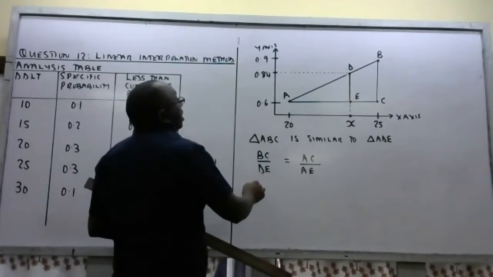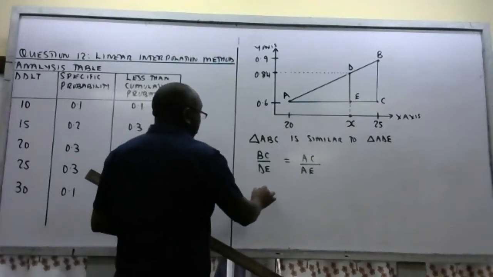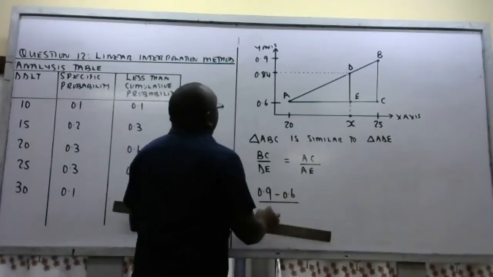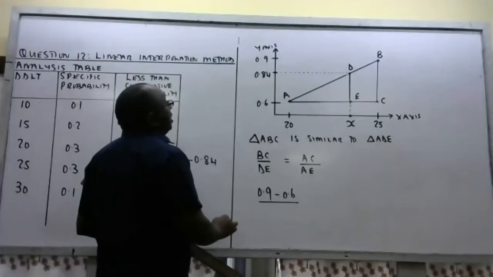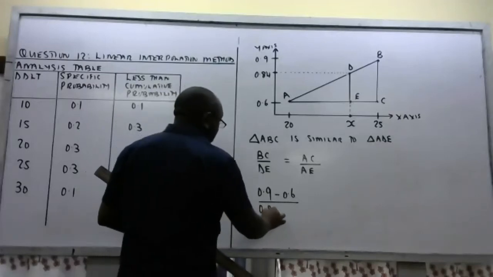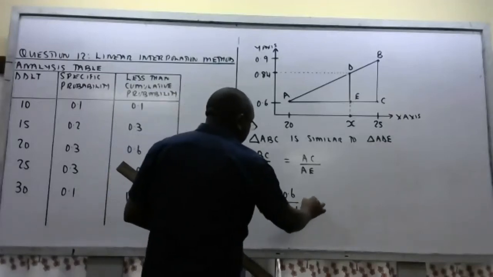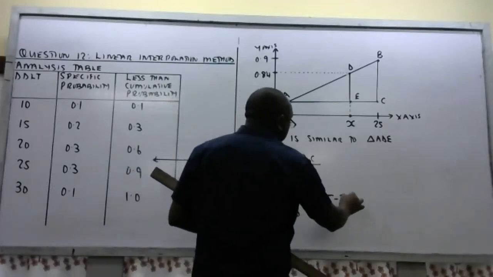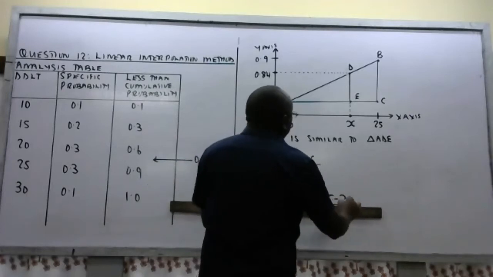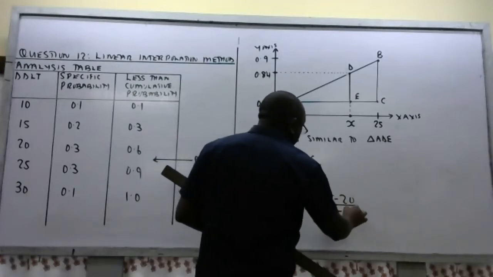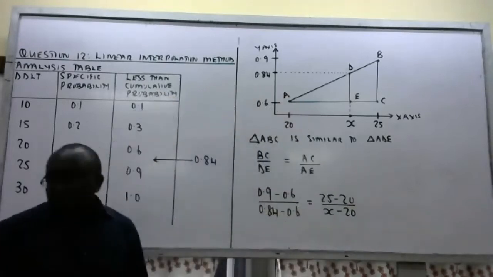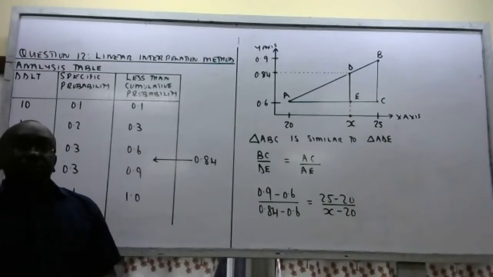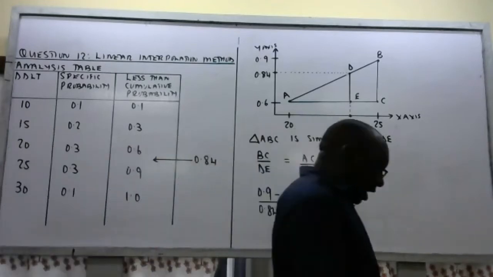So if you are looking for BC, BC is 0.9 minus 0.6. DE will be 0.84 minus 0.6. AC is 25 minus 20. You divide by X minus 20. So from there, solve and give me the figure for X. Solve and give me the answer for X.